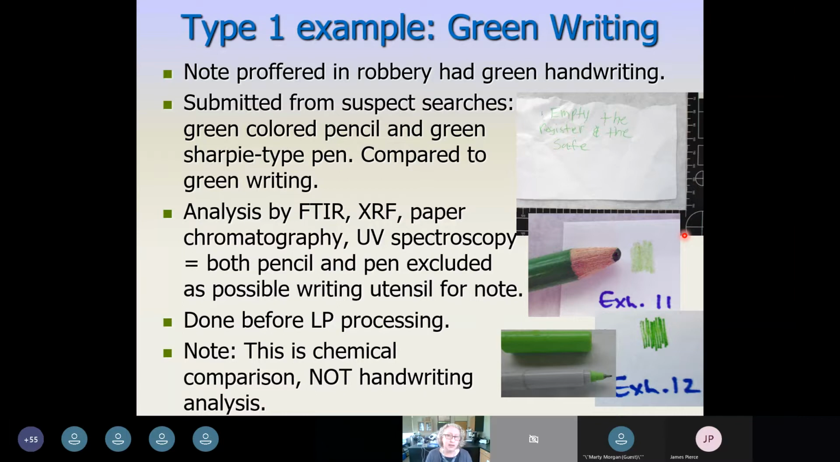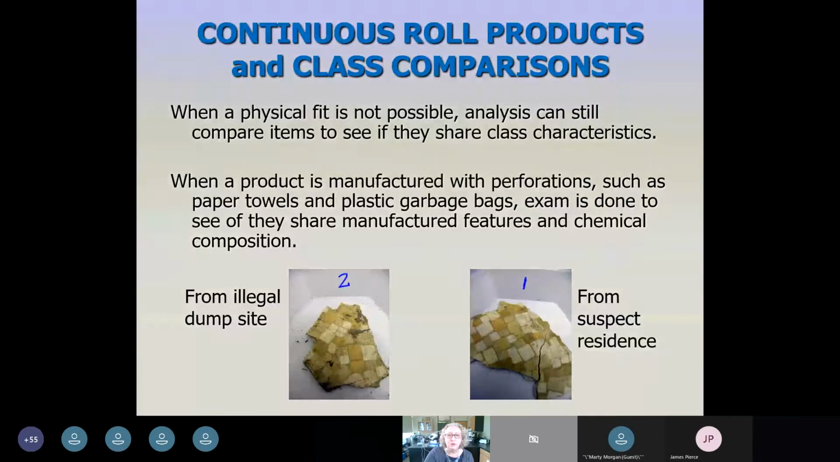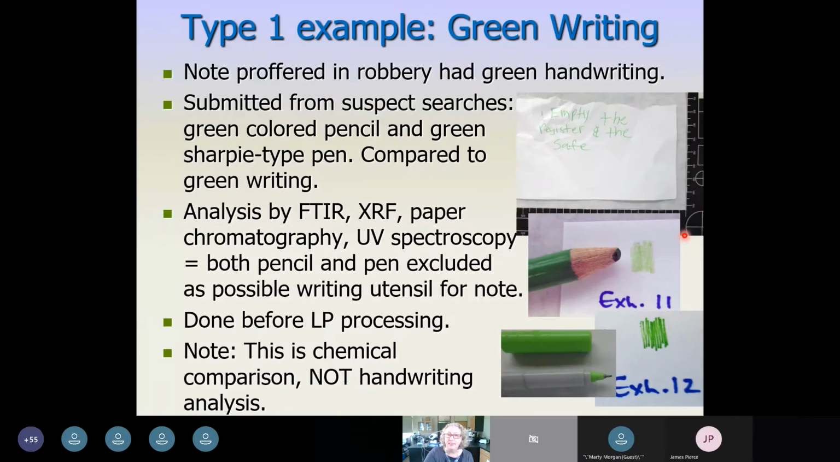We ended up taking some small cuttings of this item, and then the rest was preserved for the latent print analysis after the fact. And as Carly mentioned, note that this is not handwriting analysis. The state police labs no longer offer handwriting comparison. So we're looking at the chemical and physical properties of the inks and dyes in these utensils, not the handwriting itself. Oh, and I should mention, in this situation, both the pencil and the pen were excluded, so neither one of them had made the writing on this paper.